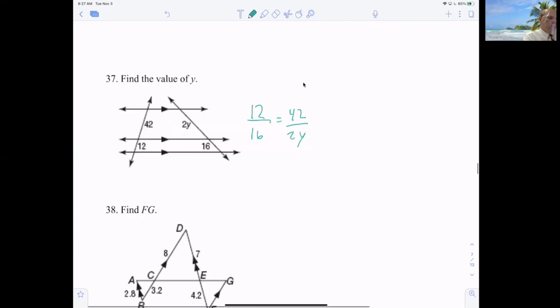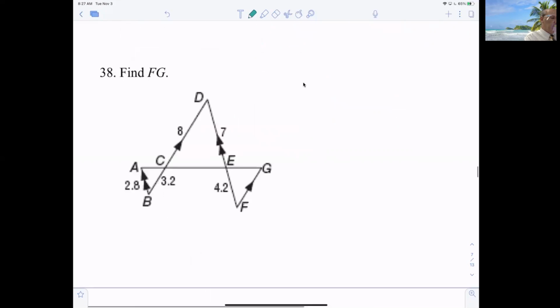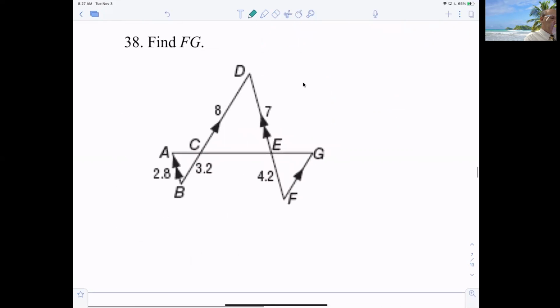Yes, sir. Let's look at 38. Oh, yeah, 38 is nice. Everybody see the parallels, right? I think this one's a really good one. So let's see what we can find.